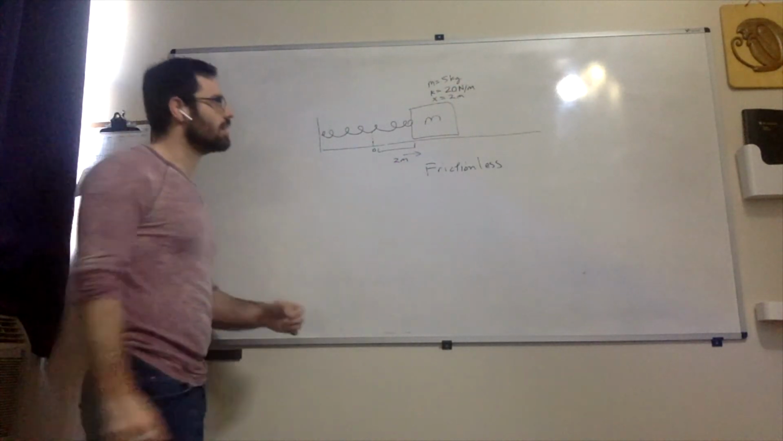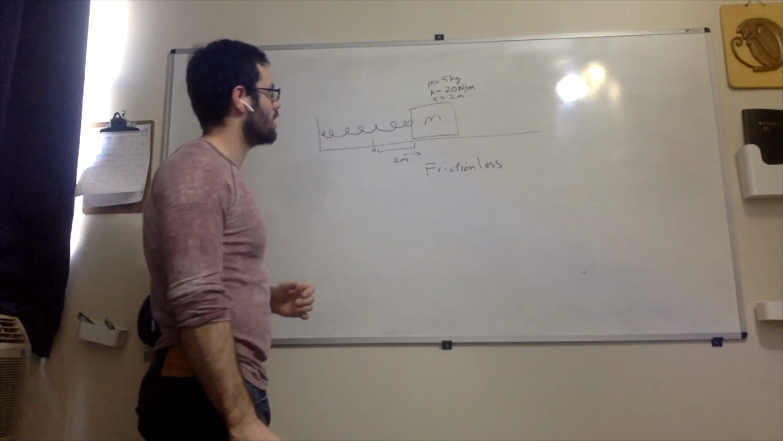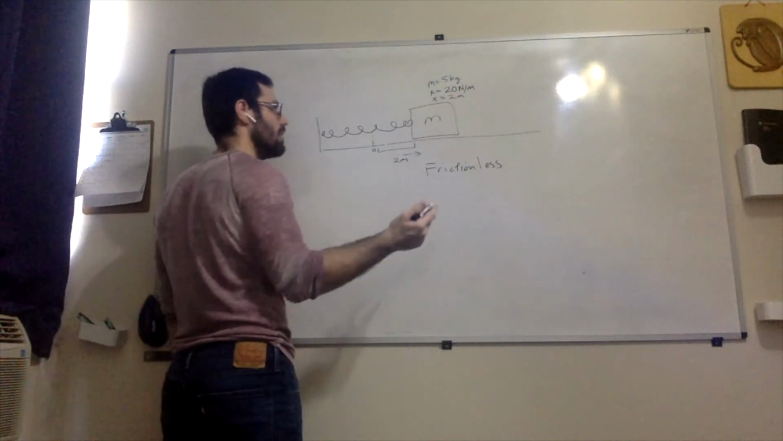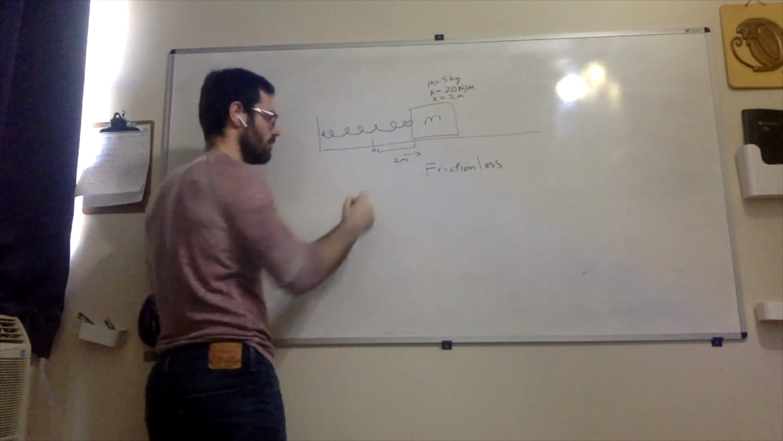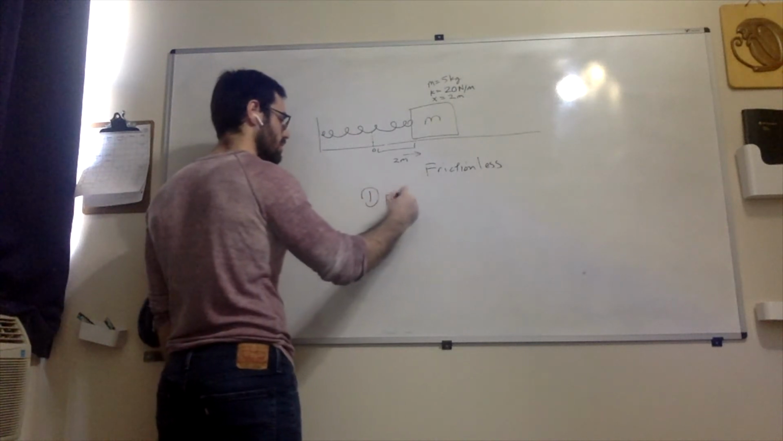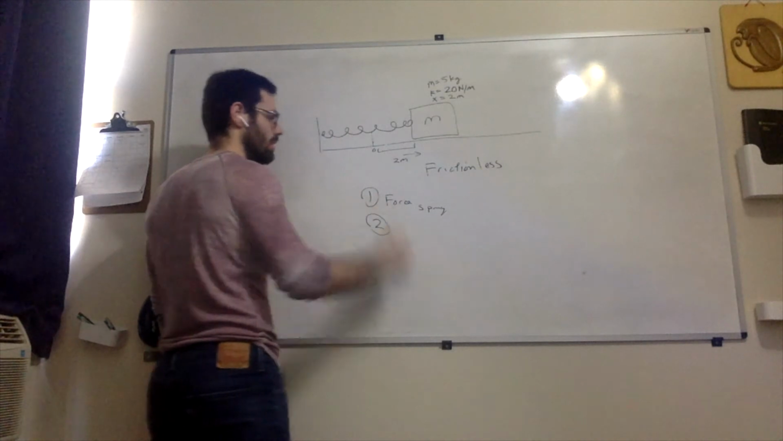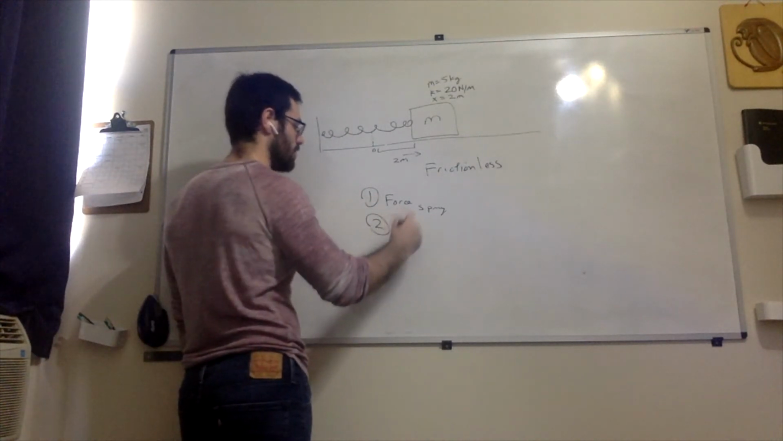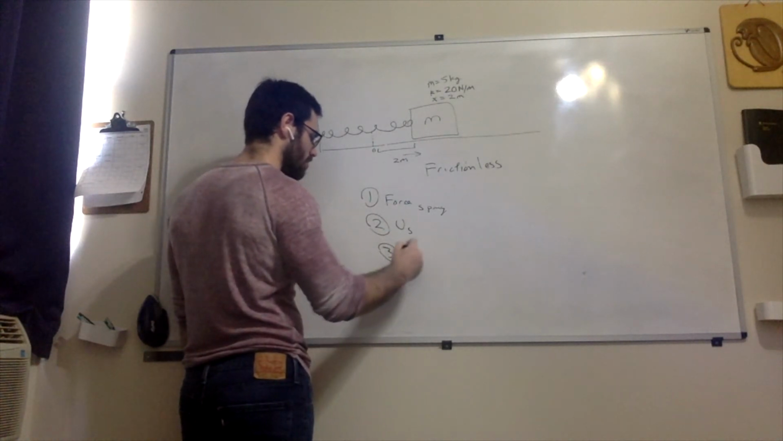And so at this point, you can make a good assumption that, okay, well, let's see what the spring force is at that point. 1, I'll calculate the force from the spring. 2, I'll calculate the spring potential energy. And then 3, I want to figure out the maximum speed.